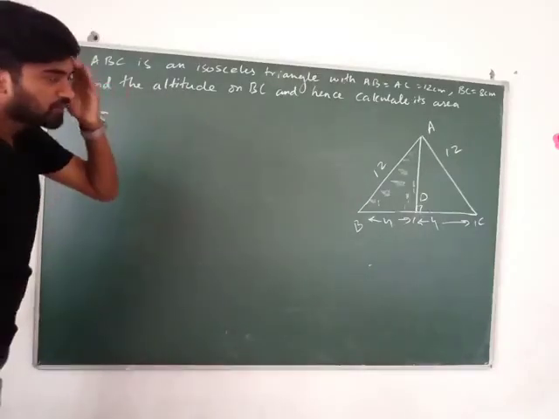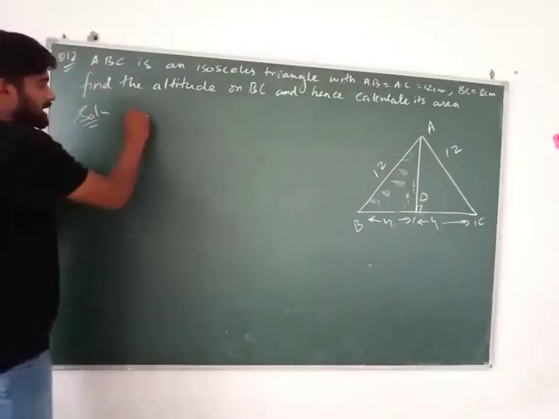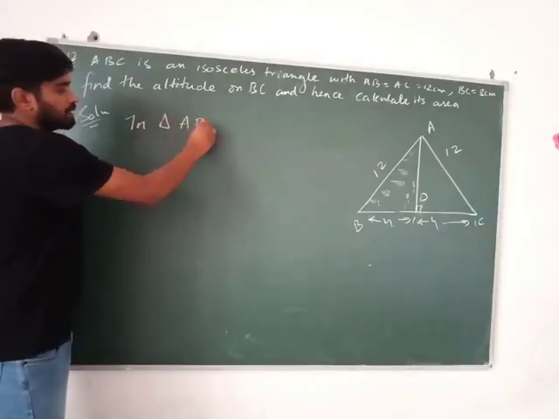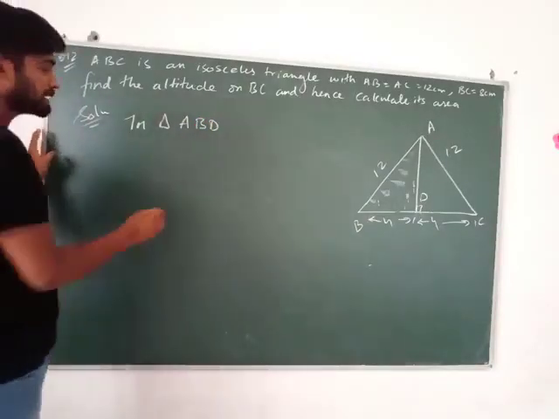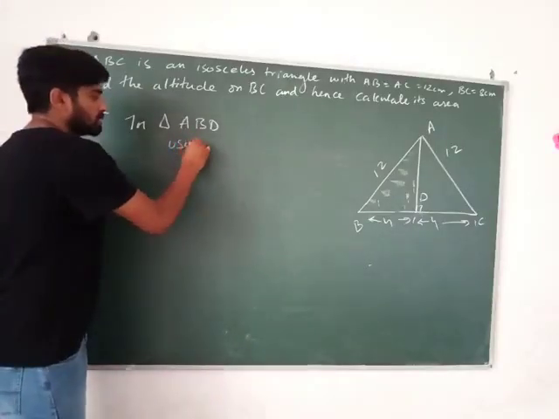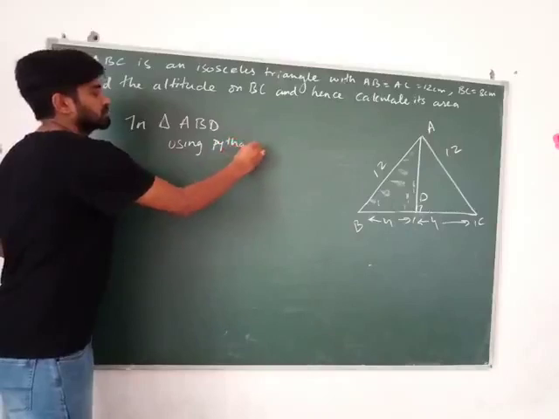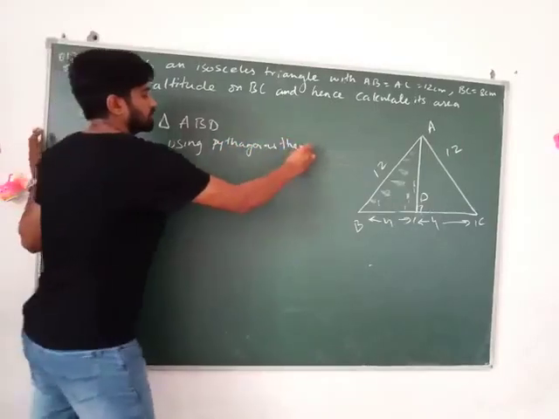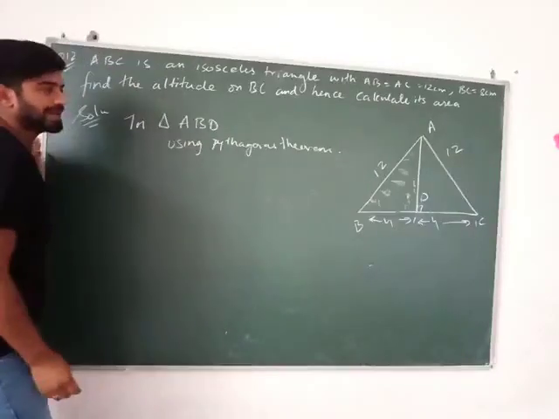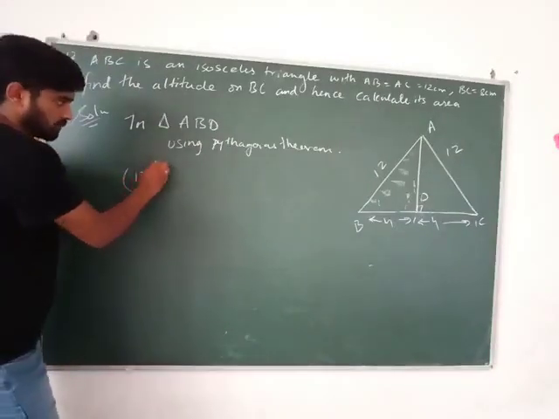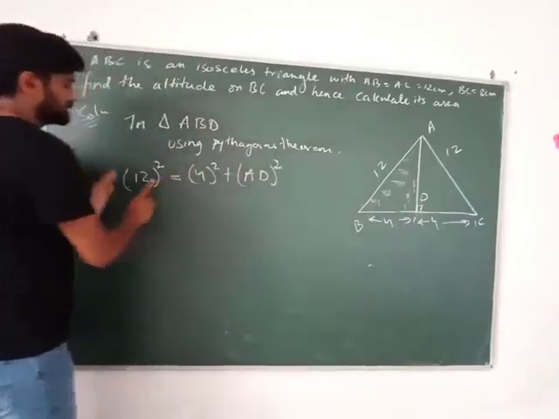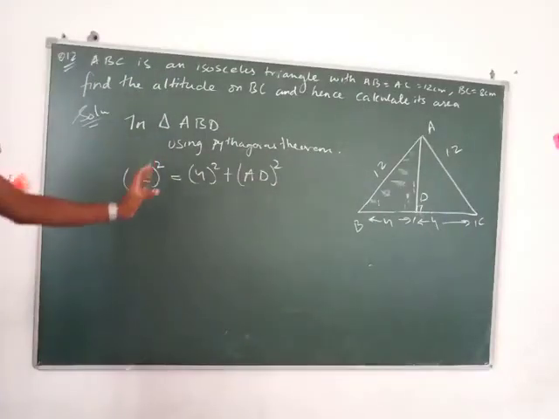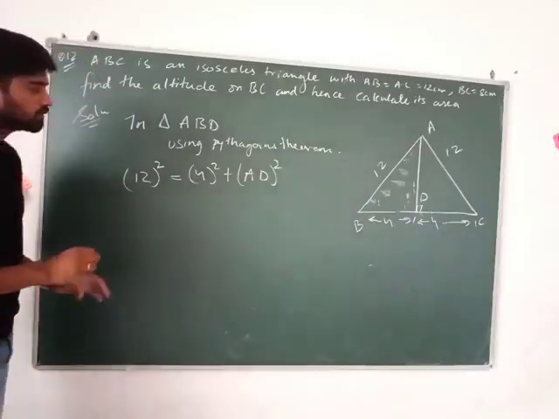In a right angle triangle, in triangle ABD, right? In ABD what will we do? Pythagoras theorem. I'll say using Pythagoras theorem. So Pythagoras theorem is 12 square equals to 4 square plus AD square. Why? Because this is our hypotenuse, and hypotenuse square is equal to 4 square plus AD square. Okay, I hope you guys are getting it. Okay, after this what will I be doing?